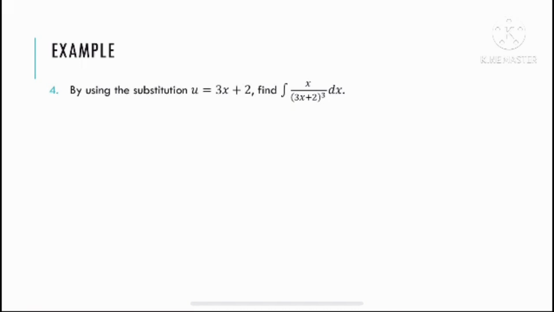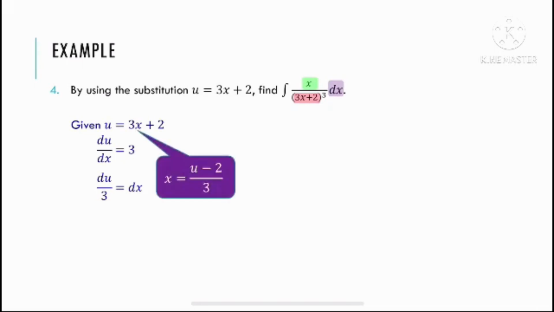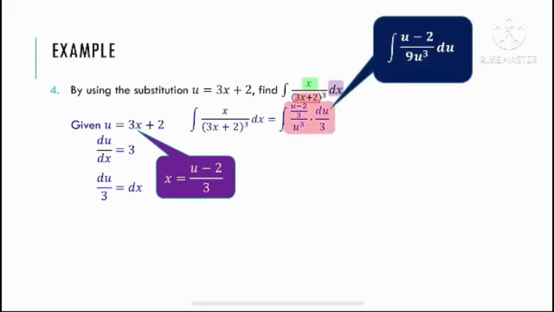For this question, it is given that u equals 3x plus 2, which is the expression inside the bracket with power. Then differentiate u with respect to x, and write it as du over 3 equals dx. Because we want to change dx to du, we must also change x to be in terms of u by expressing x as the subject from this equation. So now the integral in terms of x can be changed to in terms of u. This integral can be expressed as a single fraction like this. Then factorize the constant 1 over 9 and change the fraction to index form. Now it becomes easier to integrate.